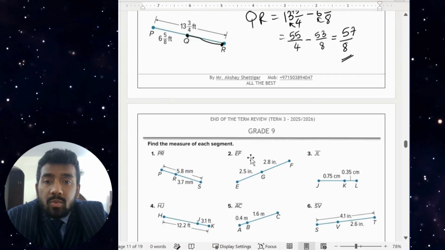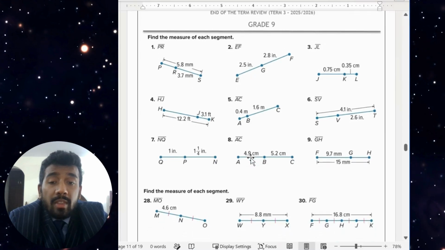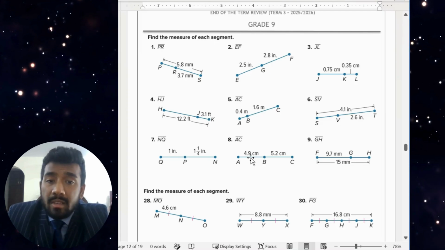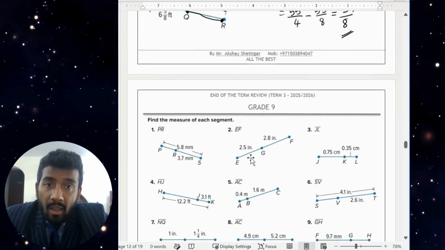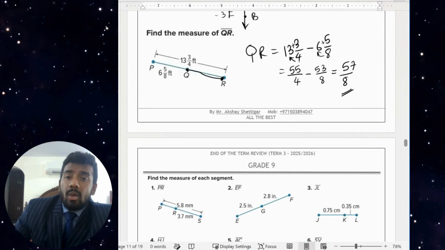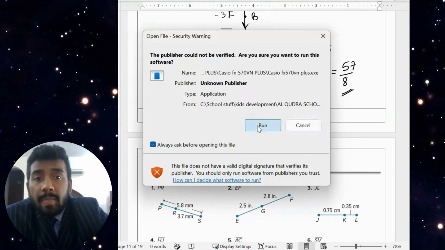Okay, let's go to the next one. Same way you can do all these questions. In these questions, you have to think either I have to do plus or I have to do minus. Okay, I forgot to tell you one thing. What if the answer is not in fraction? What if it's in mixed fraction? How do you convert back into the mixed fraction?